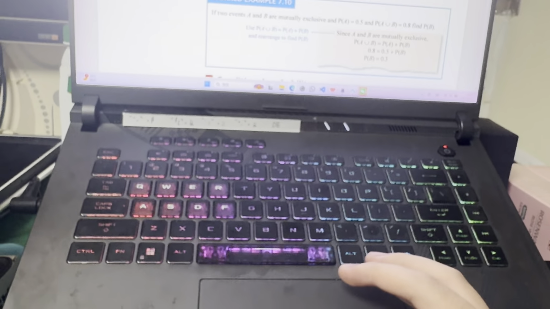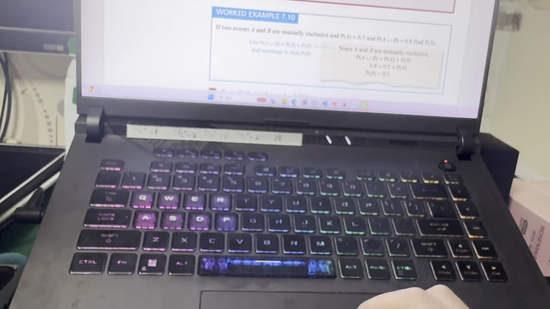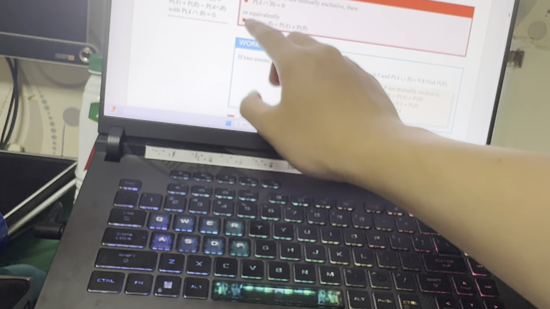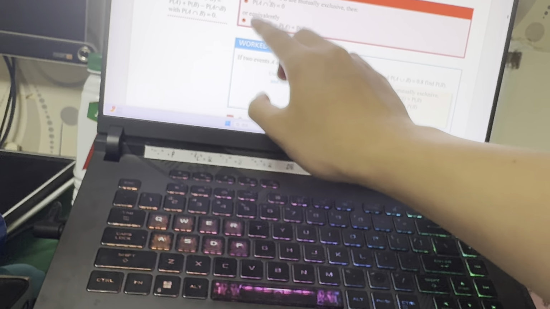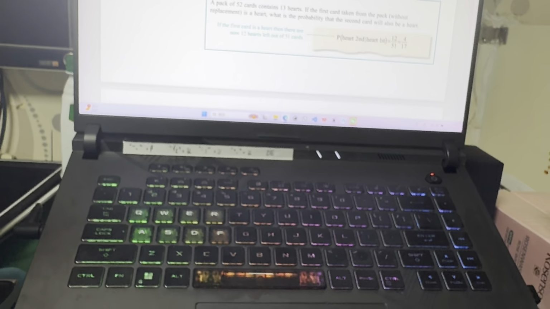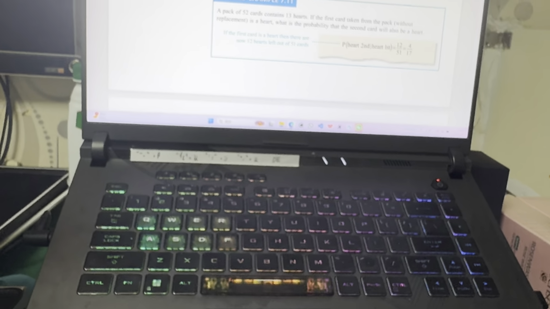If you want to check if these two events are mutually exclusive, then you just prove P(A intersect B) is equal to 0, or P(A union B) is equal to P(A) plus P(B). Now on the condition of probability, maybe this graph will be better.